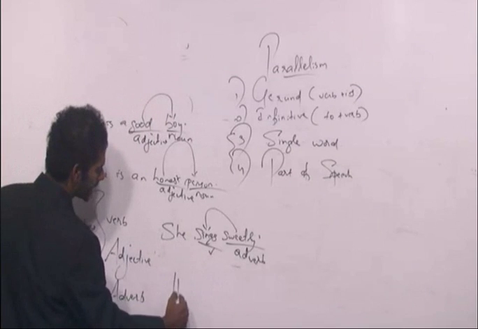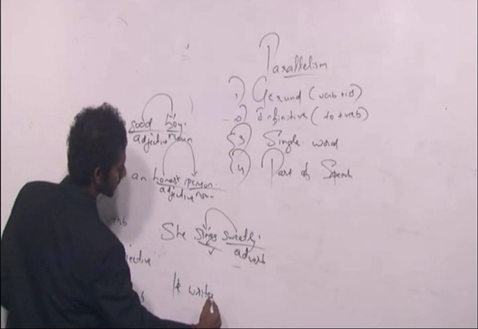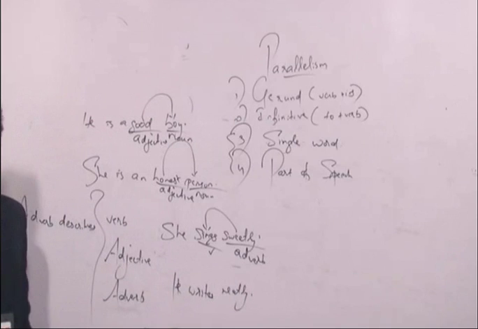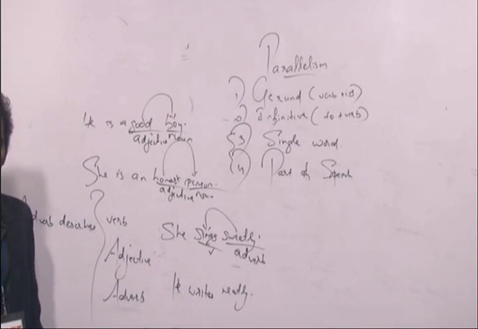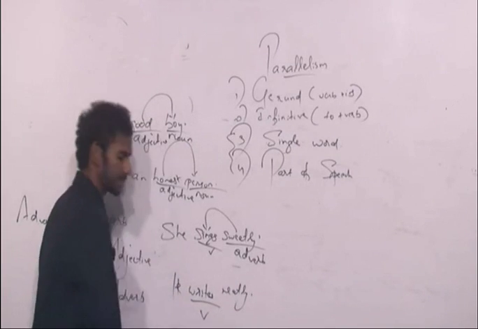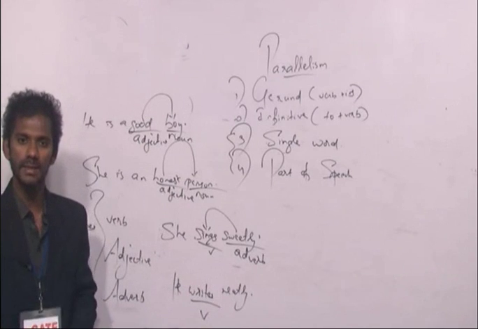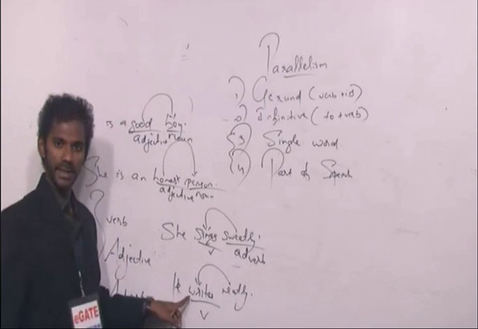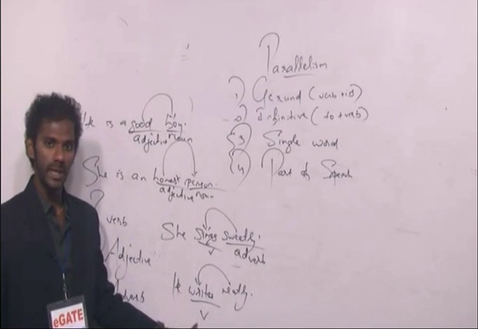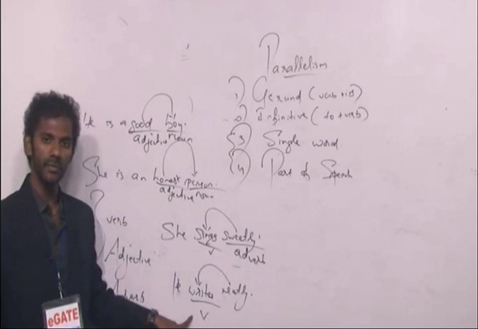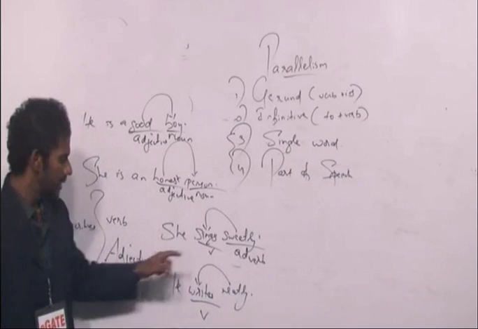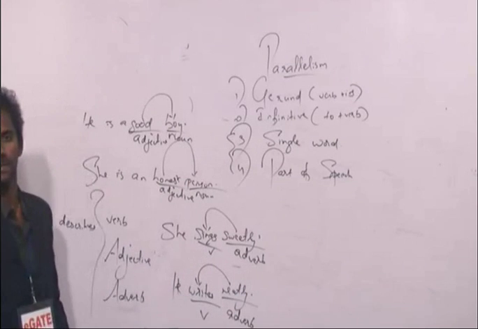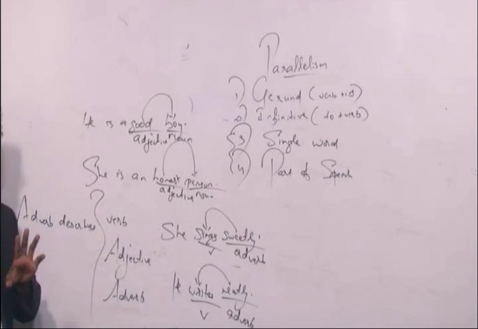If I say, he writes neatly. He writes neatly. What is a verb here? Writes is the verb here. Clear? How does he write? Neatly. That means the word neatly describes writes. Writes is a verb. Any word that describes a verb is termed as an adverb. So in this sentence, neatly is an adverb. Clear? So that's the first definition.